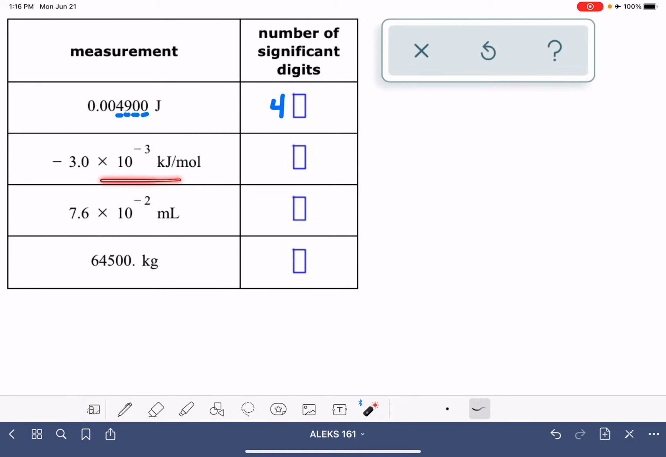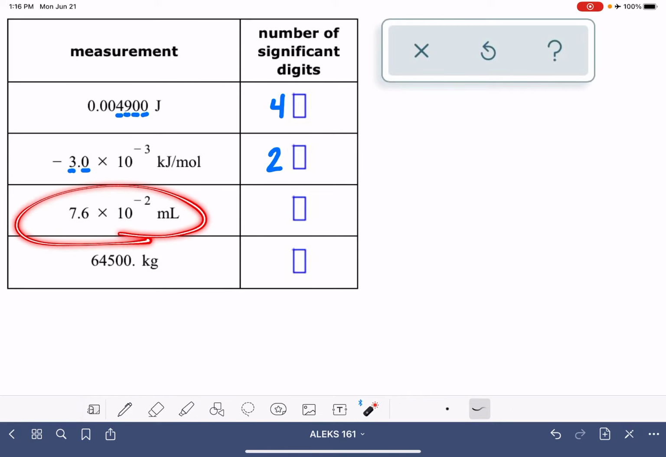This rule does not change when you're working with something that's in exponential notation or scientific notation, which is what we have here. We are only focusing on this portion of the number. The times 10 to the minus 3 is just expressing the magnitude of the number. So we're going to ignore that part and just focus on the 3.0. Reading the number from left to right, we want to identify the first digit that's not a zero and every digit after that. So this has also 2 significant digits.